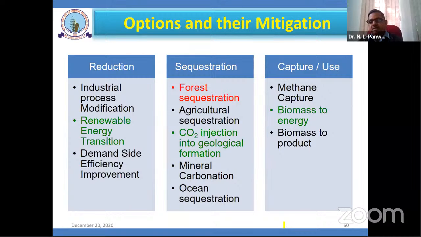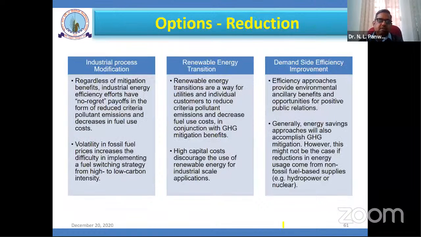Then you can capture methane, methane capturing. In the downstream process, you capture that methane, and go for bioenergy, biomass to energy, biomass to product. So this is capture and its use.